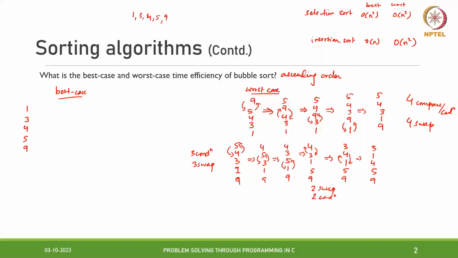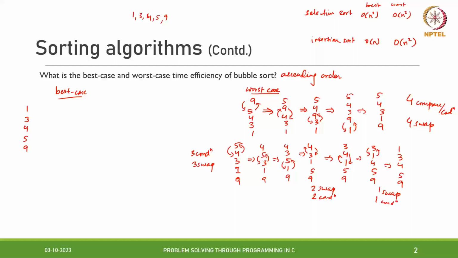Now finally I know that the last 3 elements are sorted, so I have to look into the first 2 elements only. So I compare them and I exchange, I swap the values. So now we get 1, 3, 4, 5, 9. So now I realize that all the elements are sorted. So this is basically how it works. So here we have 1 swap and 1 conditional.